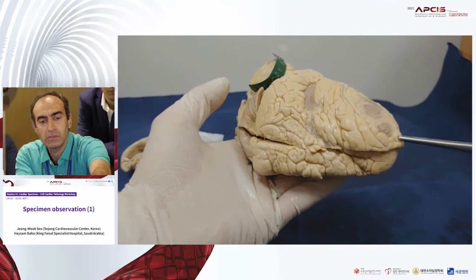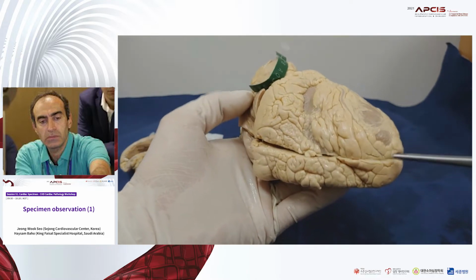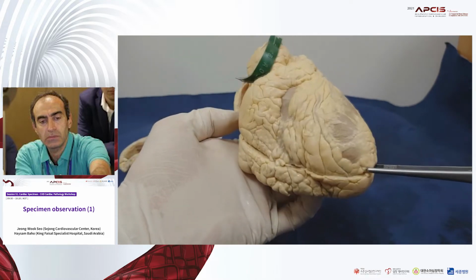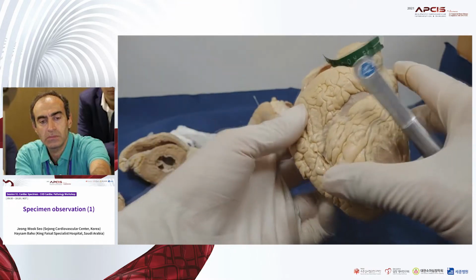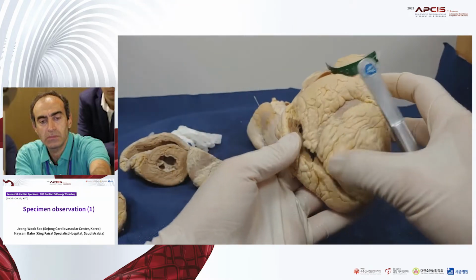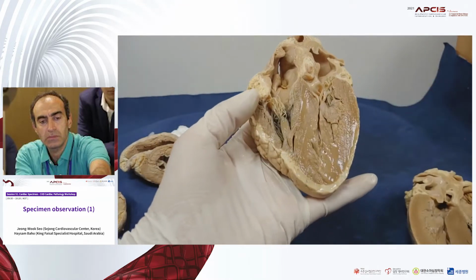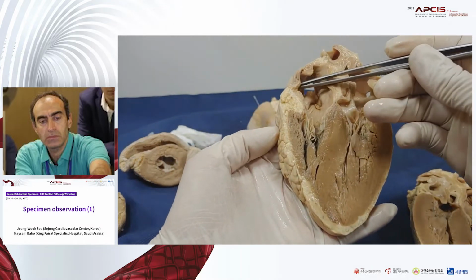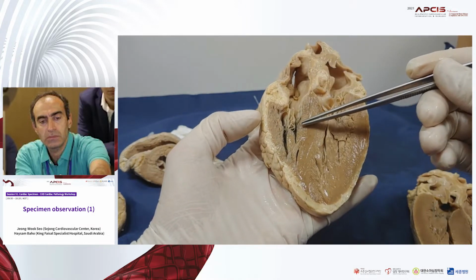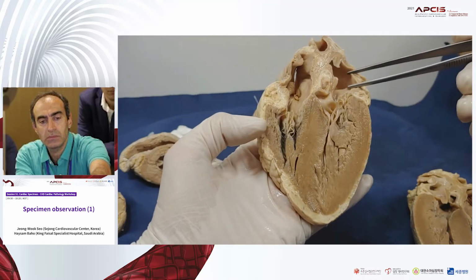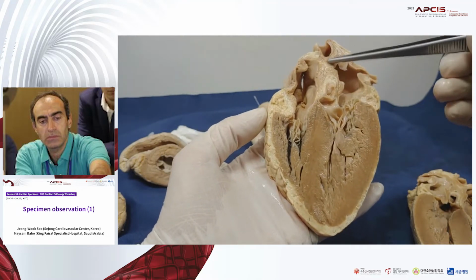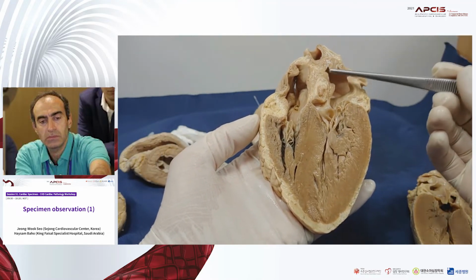If we place the transducer, what we do in echo, we place the transducer right here at the apex, and we get what we see here as the four-chamber view. In this four-chamber view, we can see the right atrium, the right ventricle, the left ventricle, and the left atrium. This is also part of the left atrium.